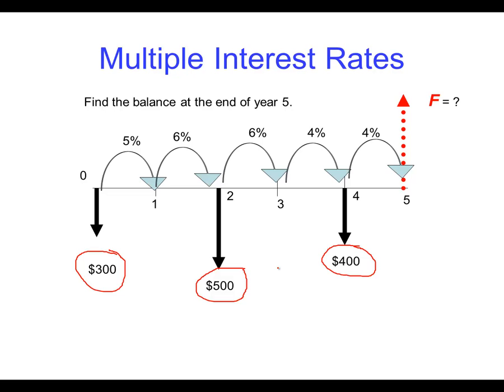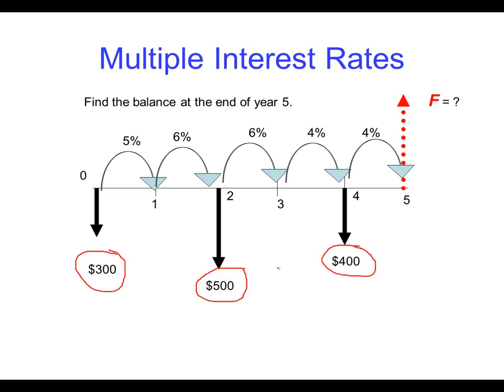And again, as I said in the previous lecture, in these cases we break down the problem into sections, or small simple solutions. So I will take 300 and take it to year 1 as a future value with 5%. Then we move the new value that resulted another year to year 2 with 6%.